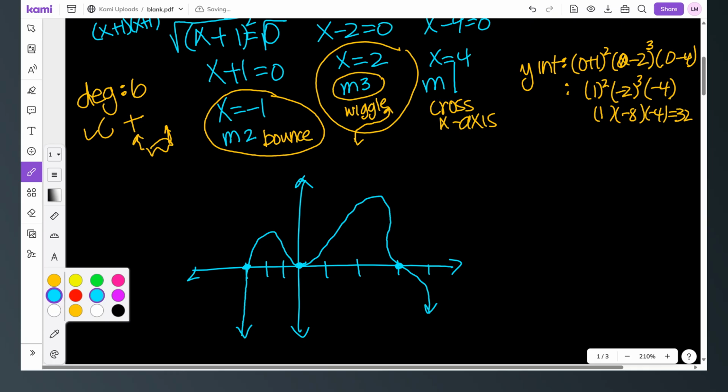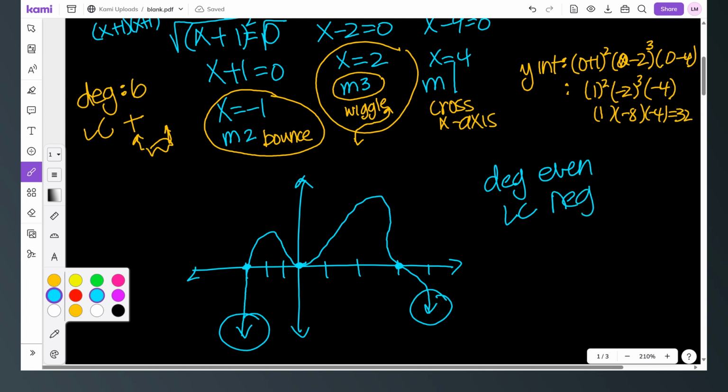Okay, so we know the degree is even, and my leading coefficient is positive. Sorry, leading coefficient is negative because they're both opening down. All right, so we know that. We know we have an x-intercept at -3, at 0, and at +3. I have a bounce, so this is multiplicity of at least 2, could be 4, but that's the lowest. This one, multiplicity of 3, could be 5 or 7, but that's the lowest it could be. And then this one cuts straight through, so it has multiplicity of 1.